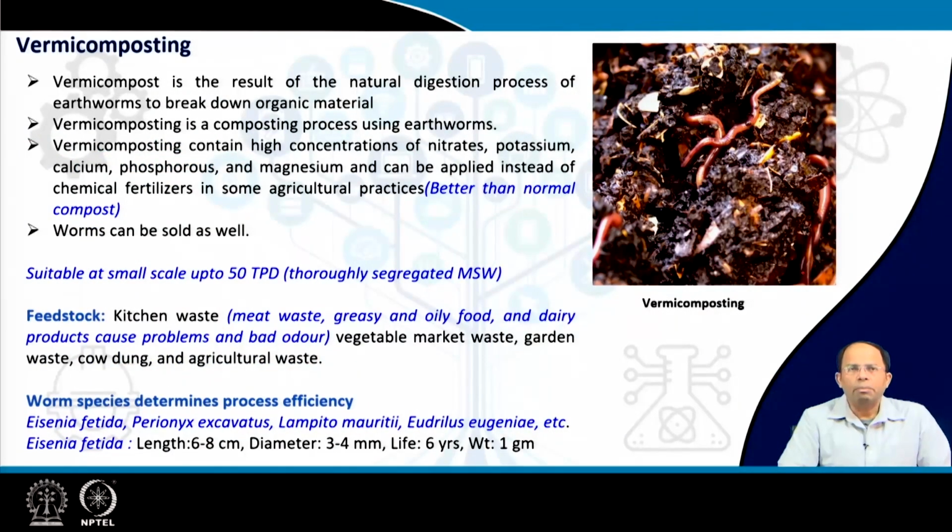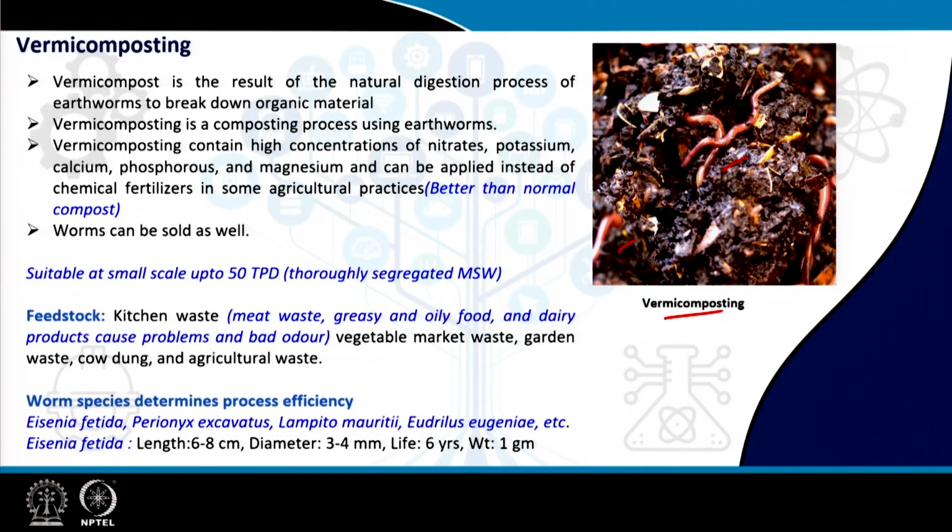Then we come to vermicomposting. This is one of the processes adopted particularly in decentralized systems, and these are small scale operations but could be large scale as well. As you can see, you can see the earthworms in the picture. So these earthworms are the ones utilized for the composting process.